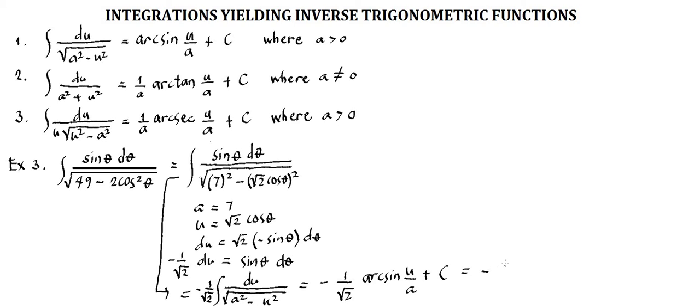So, magkakaroon tayo ng negative 1 divided by square root of 2 arc sine of square root of 2 cosine of theta, divided by a. At ang a natin ay 7. And then plus c. And this is now our answer. So, integral of sine theta divided by square root of 49 minus 2 cosine squared theta equals negative 1 over square root of 2 arc sine of square root of 2 cosine of theta divided by 7 and then plus c.